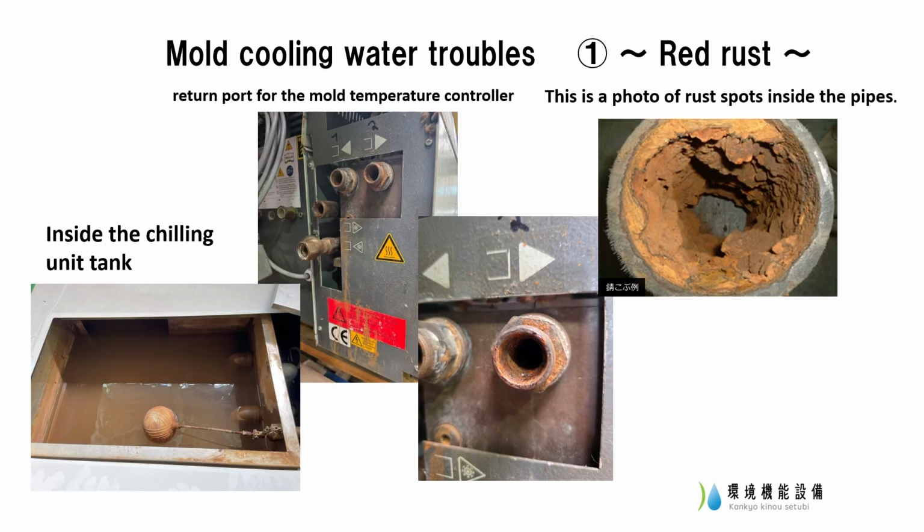Red rust can be seen in various places within the circulating water system for mold cooling. It is often noticed when the water in the chiller tank or hoses changes color, but by the time it is noticed, the inside of the pipes and mold water tubes are usually already corroded with red rust.